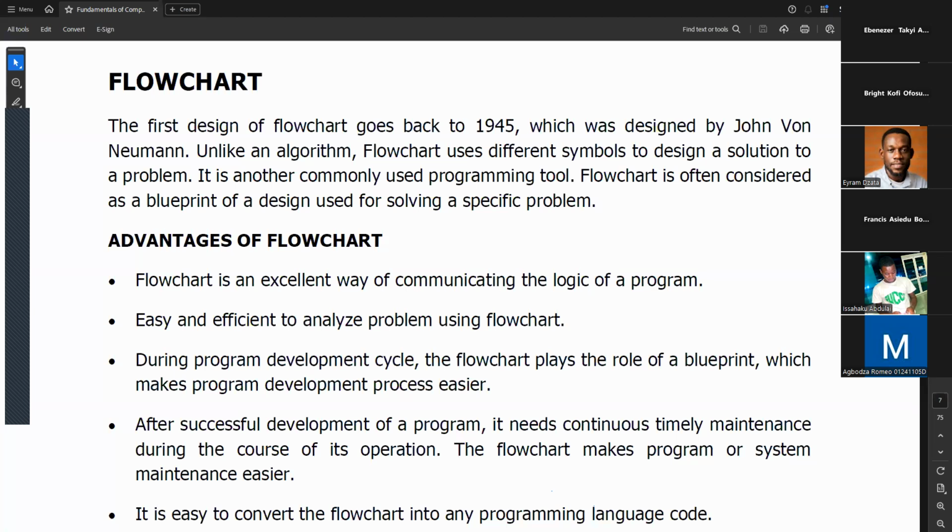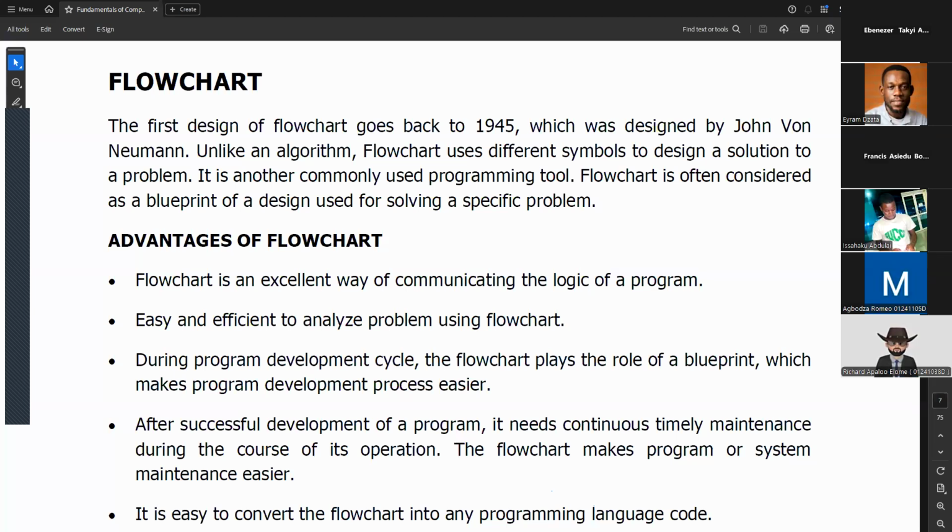There are other diagrams: ER diagram, UML, class diagram, sequence diagram, a whole lot of them. But there's a course that will take you through these diagrams, that's System Analysis and Design. For now, what you need is what we call the flowchart.